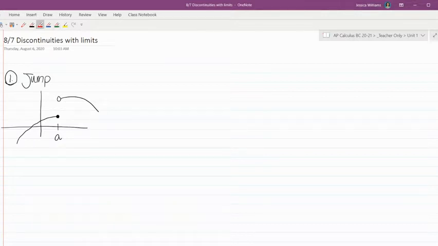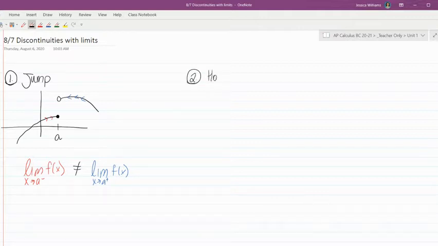So for this jump discontinuity, the reason it's a jump discontinuity is that as you approach a from the left of our function, which I'm going to call f, the limit as x approaches a from the left, and then as you approach a from the right, that's a limit again, you're not getting the same value. That makes it a discontinuity. That's a jump discontinuity.